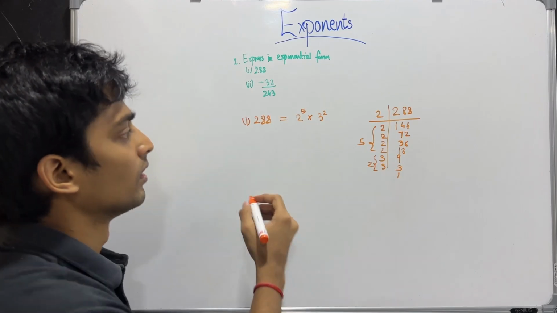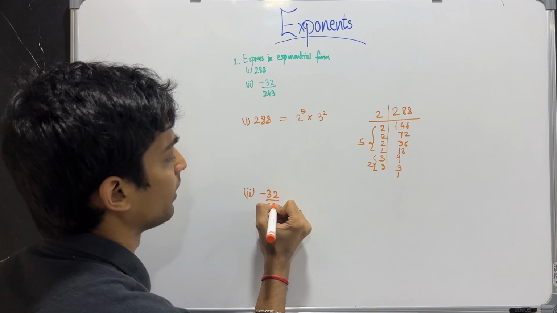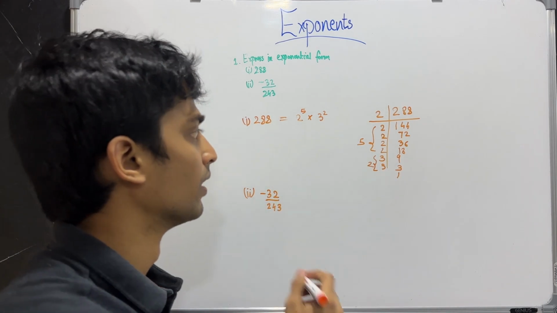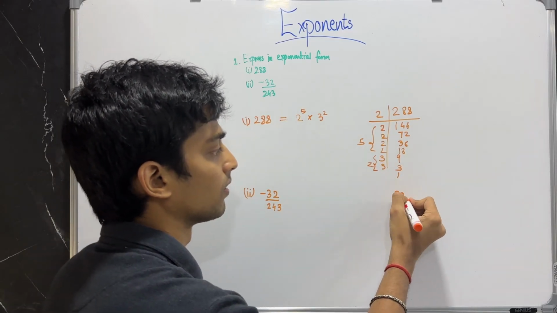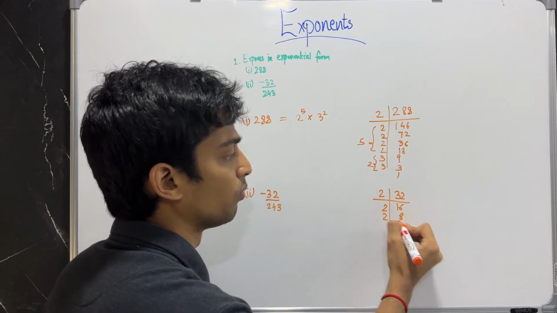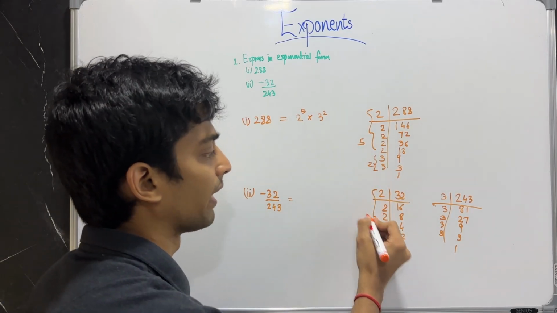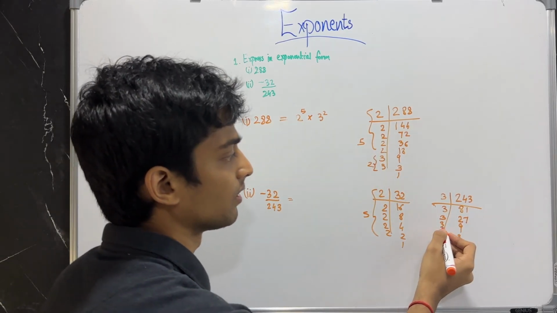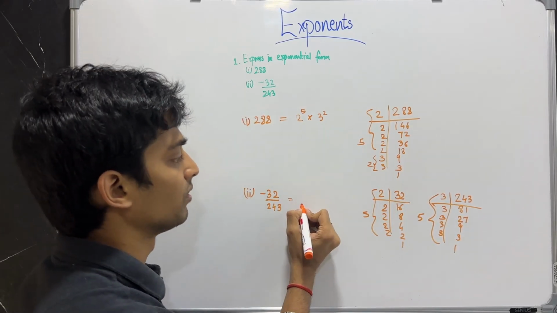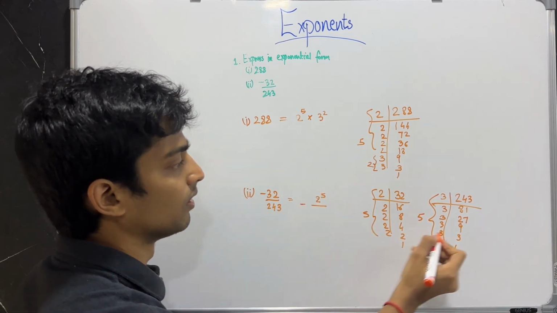Okay, next one. Minus 32 upon 243. Now here we have to find both the numbers separately. So for 32, let's find. 2 16's are 32, 2 8's are 16, 2 4's are 8, 2 2's are 4, 2 1's are 2. Okay, so we got this. 2 is 5 times here and 3 is also 5 times. So we can write, we'll take the minus sign outside first, minus, and we can write 2 raised to 5 upon 3 raised to 5.